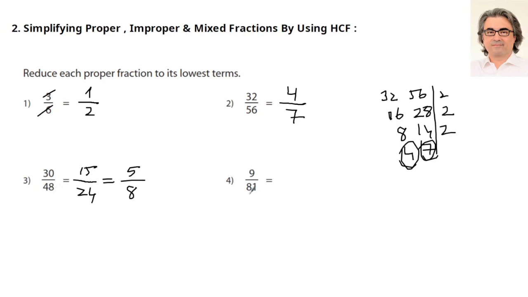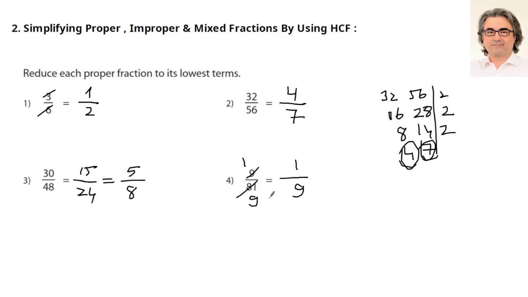What about 9 and 81? We know 9 times 9 is 81. So the greatest common factor or highest common factor of 9 and 81 is 9. If you divide 9 with 9, you will get 1. If you divide 81 with 9, you will get 9. So 1 over 9 is the result, the simplest form, the lowest form of 9 over 81.